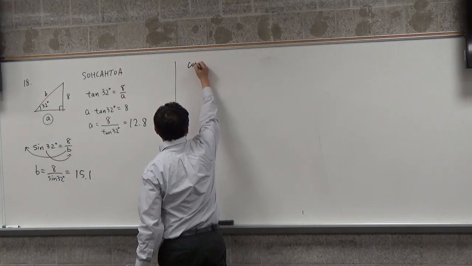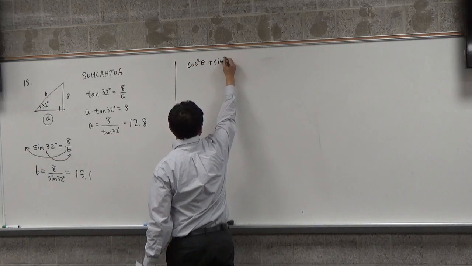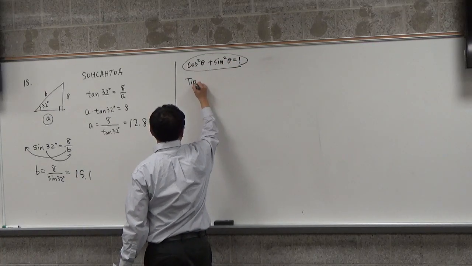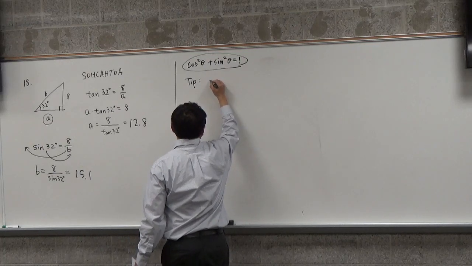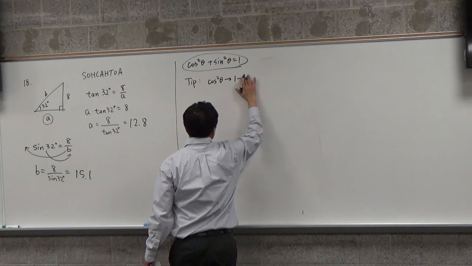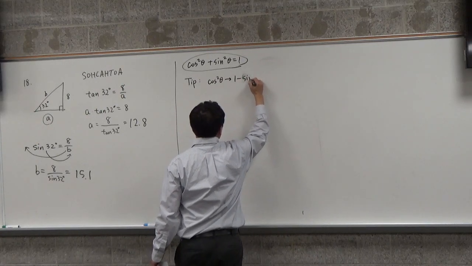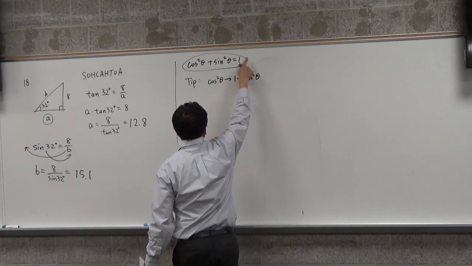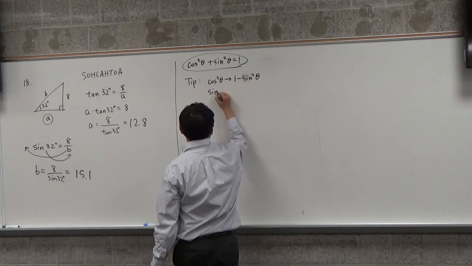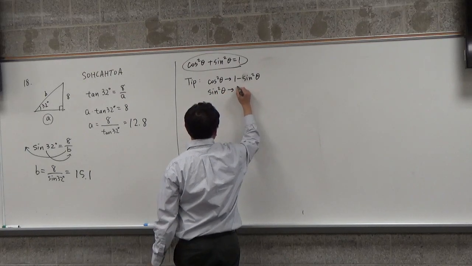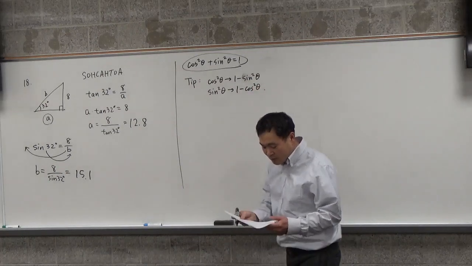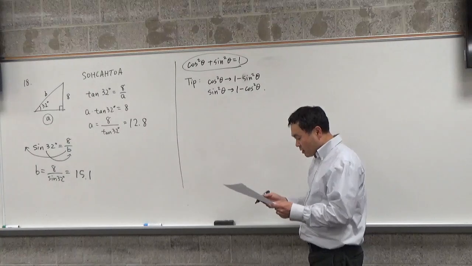Make use of the following. We said that cosine squared theta plus sine squared theta is 1, right? So here's a tip for handling questions like question 19. If you see cosine squared theta, replace it by 1 minus sine squared, because after all, if you move this to the other side, cosine squared is the same as 1 minus sine squared, right? If you see sine squared of theta, then you replace by 1 minus cosine squared theta.